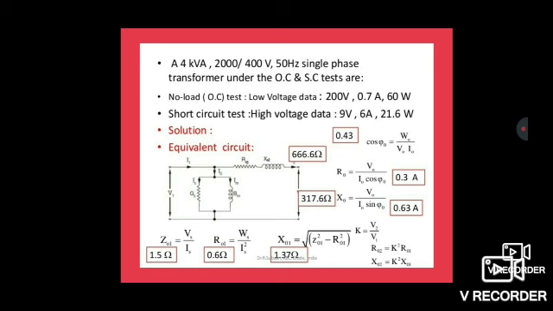Then cos phi naught is equal to W0 divided by V naught I naught. It is from the open circuit data. Therefore, it is equal to 0.43. Then R0 is V0 divided by I naught cos phi naught, that is equal to 0.3. Then X0 is V0 divided by I naught sin phi naught, that is equal to 0.63. Then K we know, V2 by V1. Therefore, R02 is K squared R01, X02 is K squared X01.